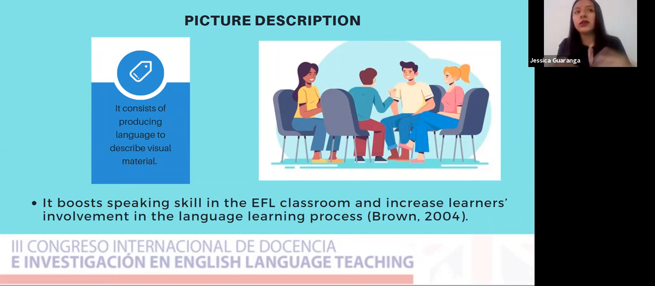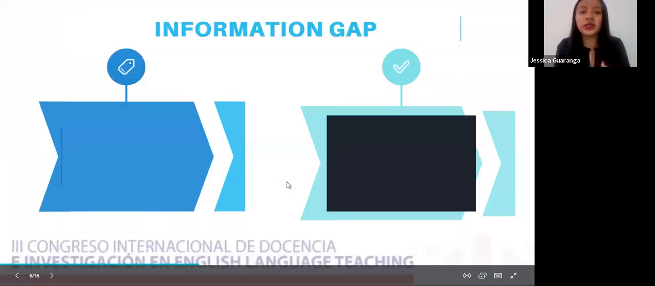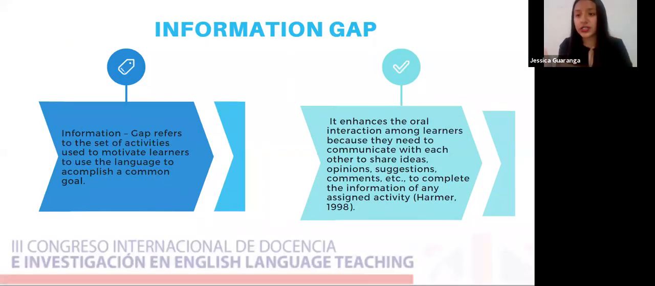In the same way, you students have the opportunity to use some grammatical structures and something like this. And this is a great communicative activity in order to enhance oral production in the same way. Now we're going to move on to the next one, that is information gap.